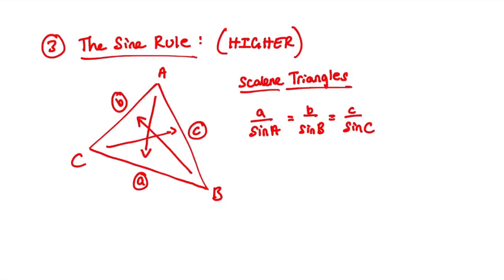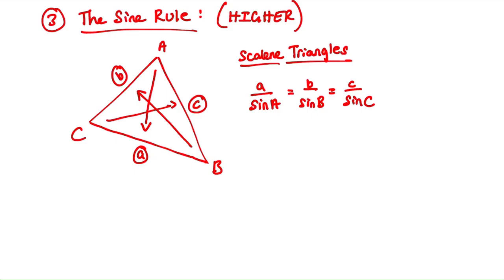So that's the sine rule. The sine rule works when you have two sides and two angles, including x. Normally it's two sides and two angles that you have, including x.